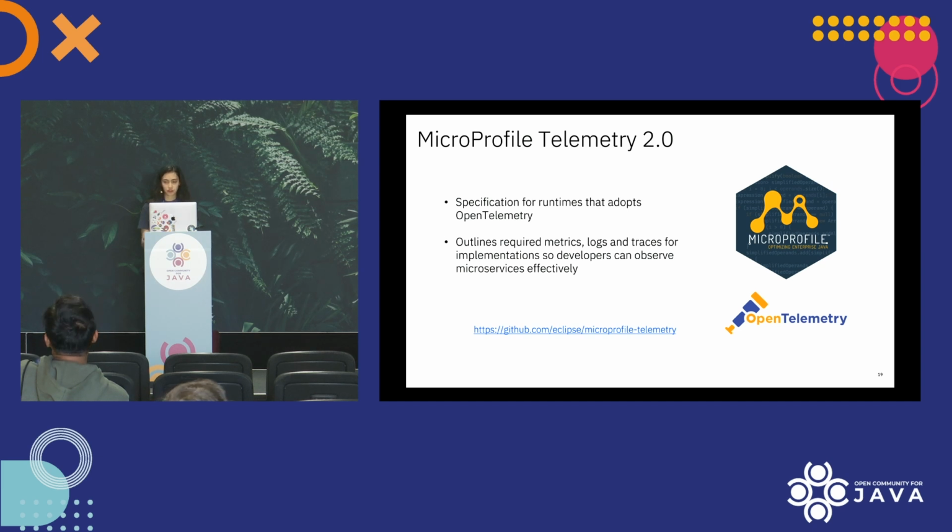So one MicroProfile specification we've been working on this past couple of years is MicroProfile Telemetry. And what it's done is it's made a specification for runtimes to adopt OpenTelemetry in a standard way. And it would outline the metrics, logs, and traces that are required in order for developers to observe their microservices really effectively. So we've said what traces should be available, how they should be able to inject different APIs and use those and get automatic observability data throughout their applications.